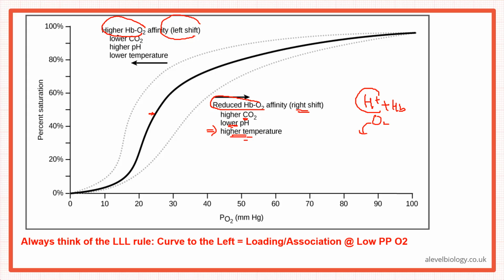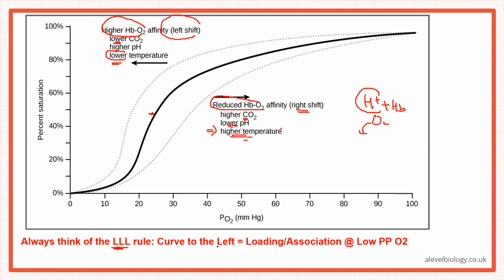And definitely in this case, there will be lower carbon dioxide concentration. If carbon dioxide concentration is low, it is not being converted into carbonic acid and then dissociating into H positive ions. So it definitely means that the pH will be higher and temperature would be lower, because metabolic activity at this stage is not that high. So temperature would be lower if you compare it with this one here. So for the left curve, just remember this triple L rule.